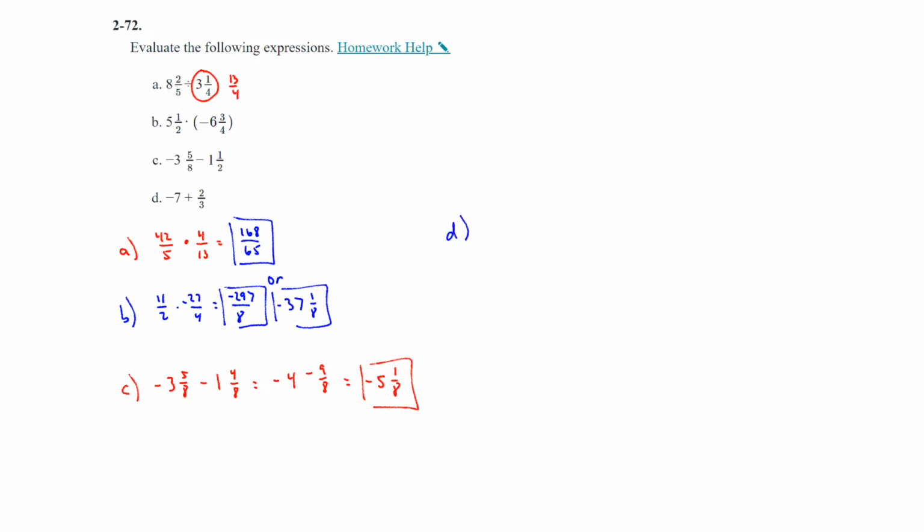And then the last one, D, negative 7 plus 2/3. This one you might be able to go ahead and do in your head since you have negative 7 and you're just adding a 2/3 to it. If you do want to change it to a common denominator, we could rewrite it as negative 21 over 3 plus 2/3, which would be negative 19/3. If you did it in your head, you probably subtracted 2/3 from the 7 there and got negative 6 and 1/3. As I said, either one of these is an acceptable answer.